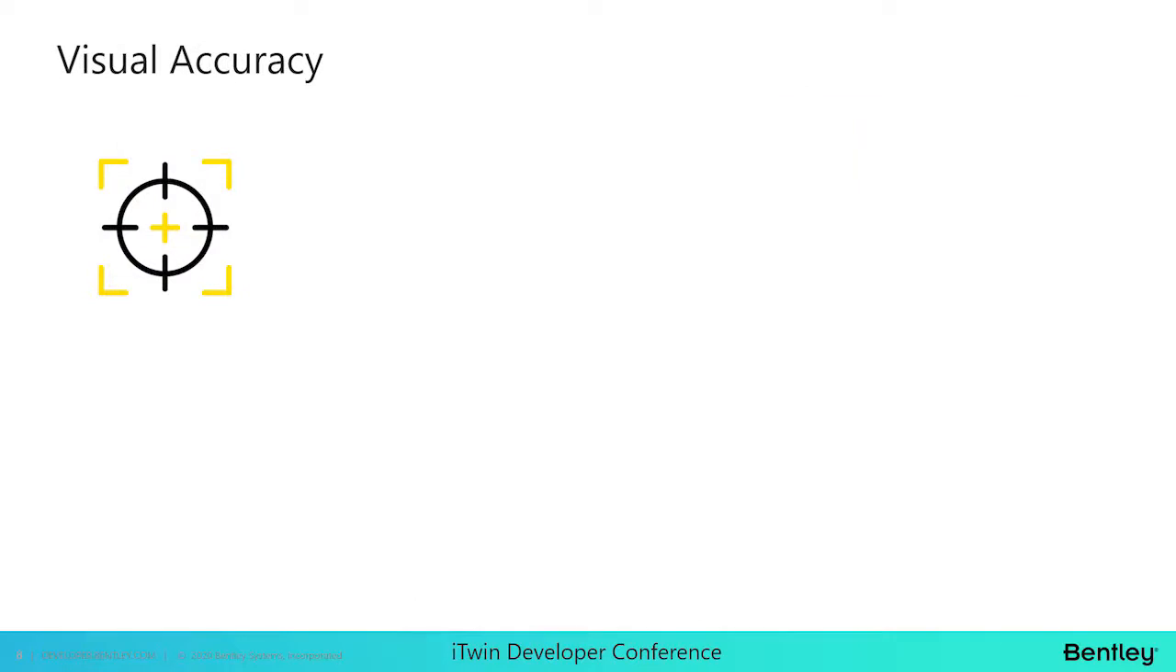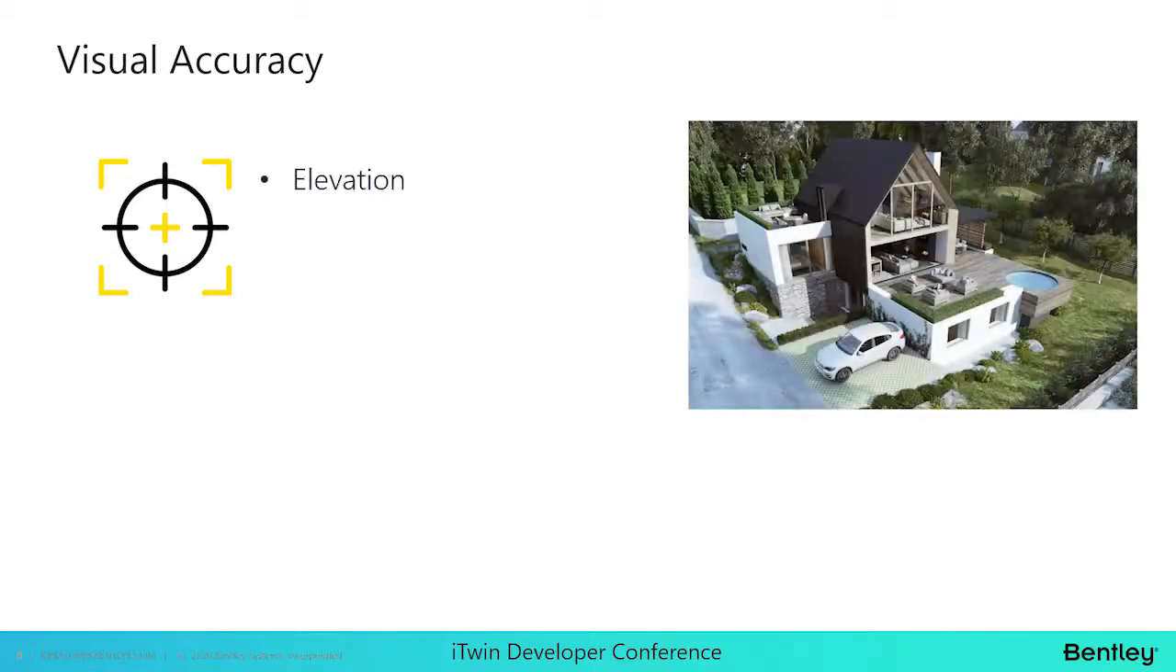Having addressed the first two components, which are descriptive visuals and positioning accuracy, you may consider visual accuracy as well. Visual accuracy encompasses many aspects, including accurate scaling of the model and 3D perspective, both of which are fairly easy to overcome. However, you also need to think about things like elevation.